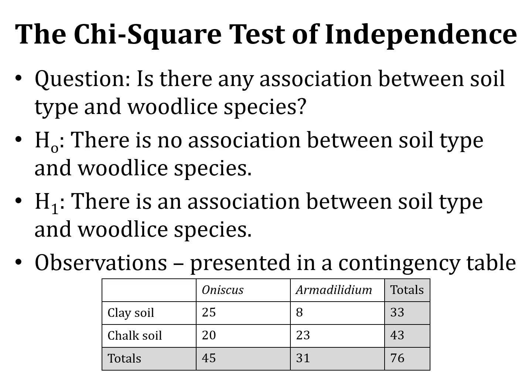And we have stated our null hypothesis and alternate hypothesis, and these are the observations that the biologist made. These observations are presented in a contingency table. So what is meant by a contingency table?